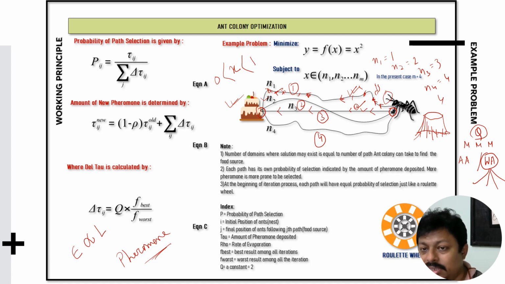So if the ants ignore that path, then slowly and steadily those pheromones will evaporate, and that path will be non-identifiable for any ant after a certain amount of inactivity on that path. So this is more or less the food foraging behavior of ants.